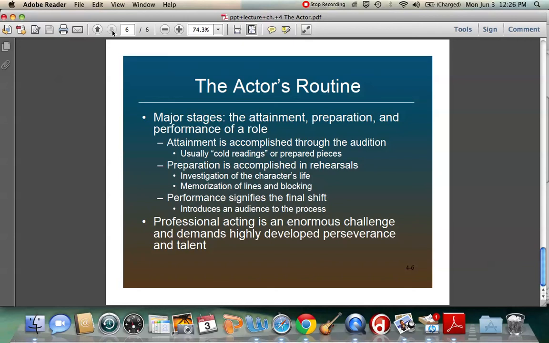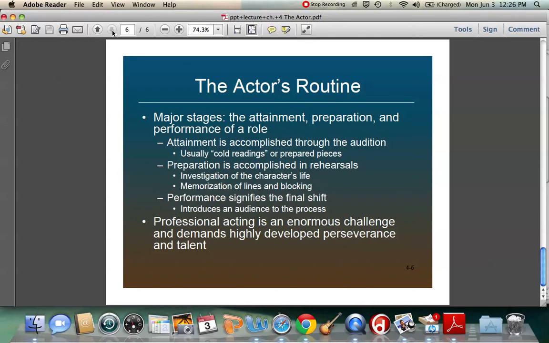Preparation then is accomplished in rehearsals, and this generally is a 5, 6, 8 week process, somewhere in there. It's an investigation of the character's life, memorizing the lines and blocking. So they have to do the homework. The homework of the actor is getting into the psychology of the character, trying to analyze it, trying to figure out what this actor wants, and this is done in collaboration with the director and the other actors, of course. And then, of course, memorizing the lines and what they're supposed to be doing on stage.